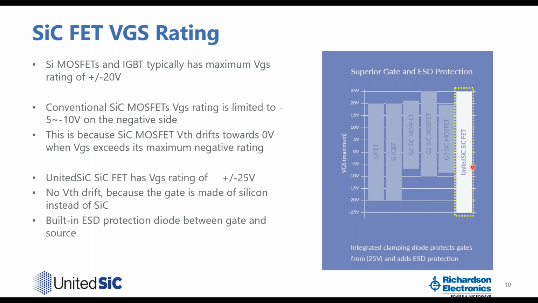For the UnitedSiC silicon carbide FET, the VGS rating is ±25 volts, which is similar or even better than silicon devices, and is much better than the conventional silicon carbide MOSFETs. And there's no threshold drift mechanism at all because the gate is made of silicon oxide, SiO2, instead of silicon carbide. And further, there's a built-in ESD protection diode between the gate and source to enhance its robustness.